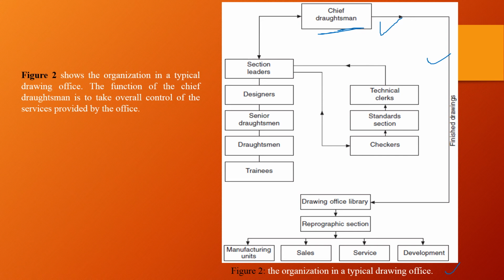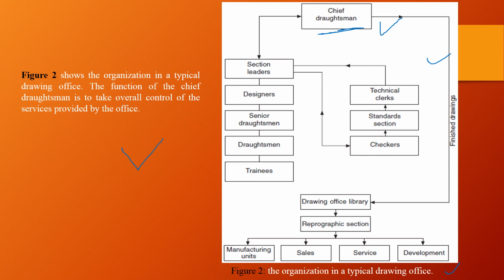And the chief draftsman is also checking the finished drawings. When they finish the drawing, they send it to the drawing office library, then it goes to the manufacturing unit, sales, and the service and the development. That is the last one. All of these functions are controlled by the chief draftsman, who takes overall control.